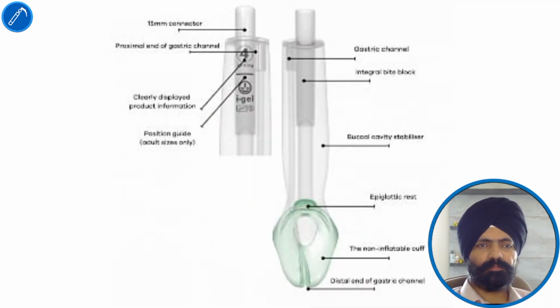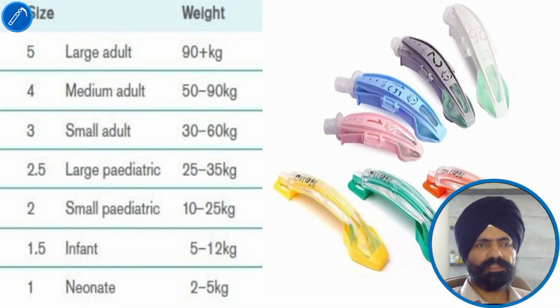This is another picture of the parts of the iGel. I have already explained to you. Now, coming on to the sizes of the iGel, there are different sizes. You can see size number 5, 4, 3, 2.5, 2, 1.5 and 1.